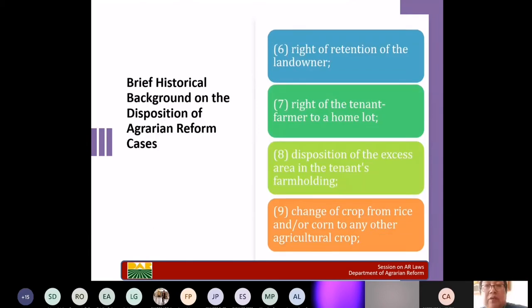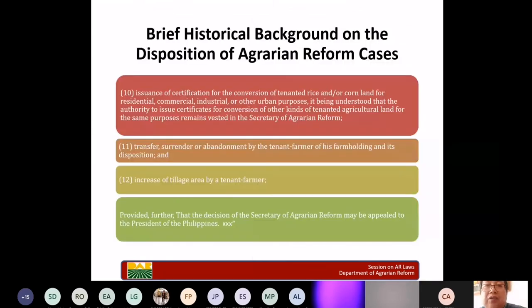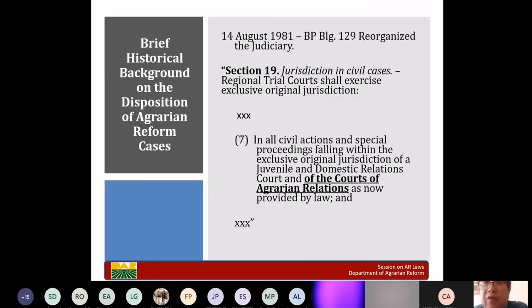recall of CLT, right of retention, and then right to home lot, and then disposition of the excess area in tenant land holding, and then change of crop from rice or corn to any other agricultural crop. So conversion, issuance of certification for the conversion, transfer, surrender, or abandonment by the tenant farmer, and then increase of tillage, provided that the decision of the secretary is appealable to the office of the president.